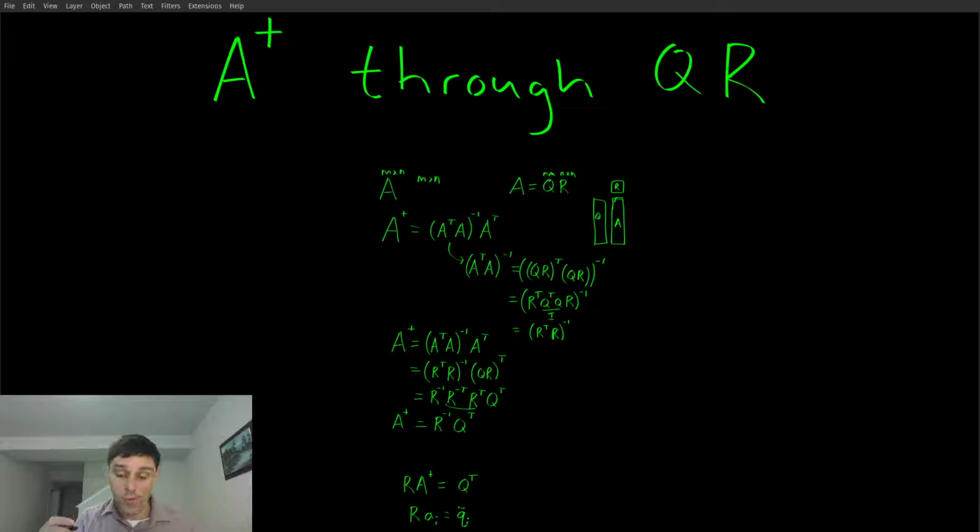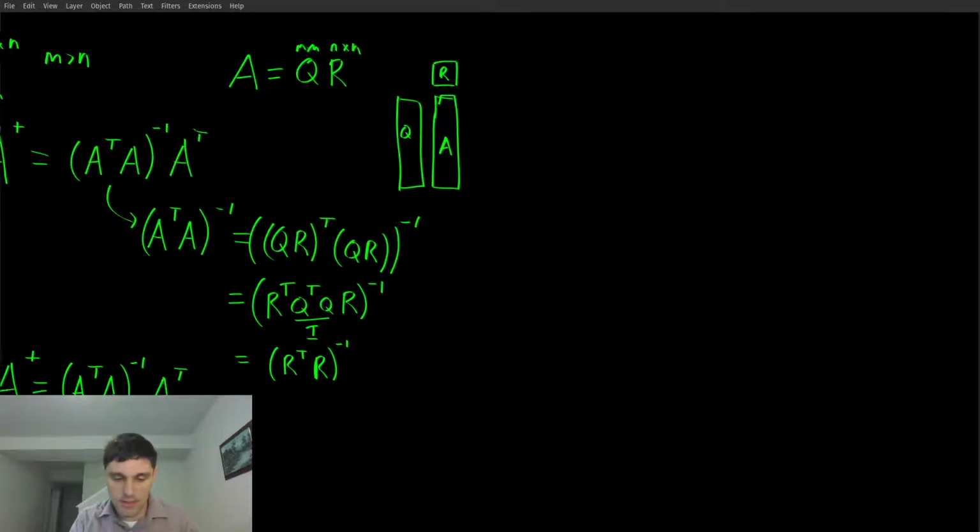Okay, so what about the right pseudo-inverse? Now let's look at the other case. Now we're going to say that we have some A that's still m by n, but this time m is less than n.